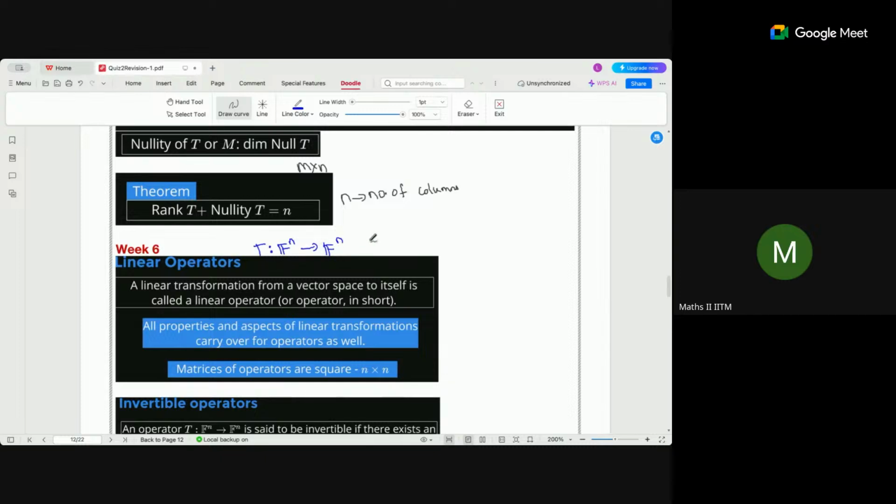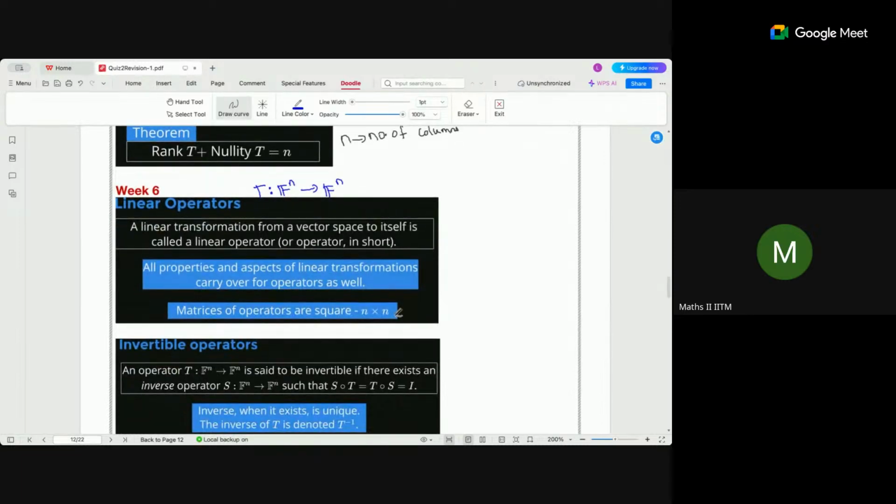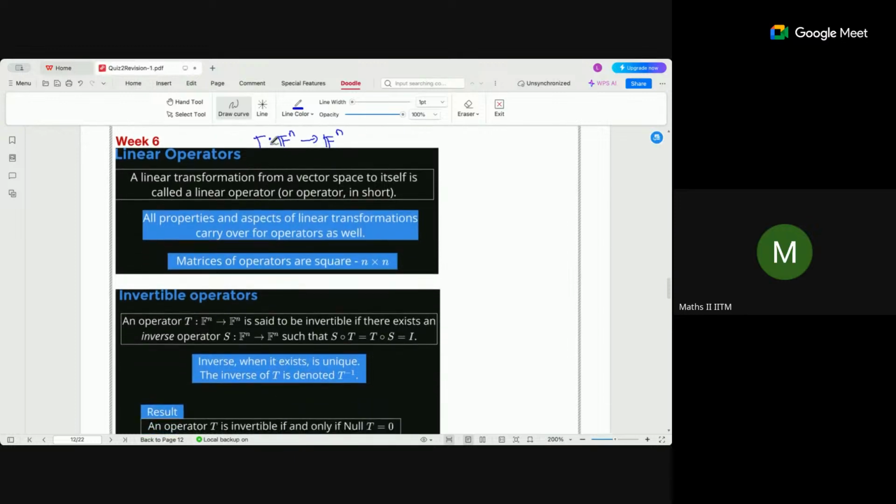Fn to Fn, right? So in this case, the matrix representations are square matrices, because they are n cross n. And if you have square matrices, then you know that we can talk about the inverse. So now suppose you have an operator T. When will the inverse exist? What is the condition for the inverse?